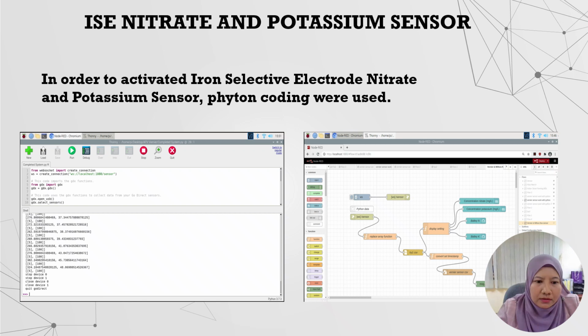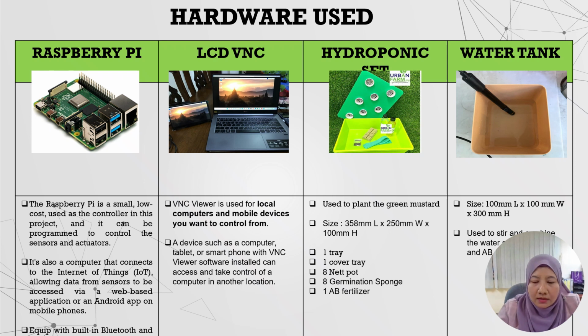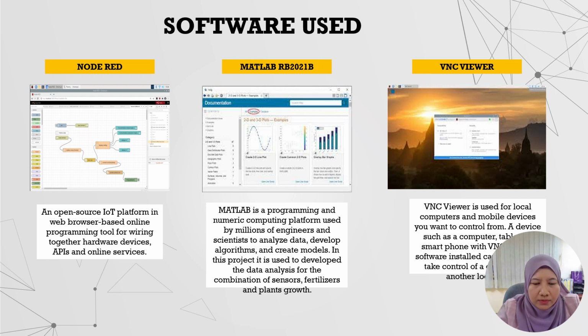Okay, this is a sample of the Python coding and Node-RED that we have used. The sensors used in this system are the MSES, Atlas Scientific ISE Sensor, ISE Nitrate Sensor, and ISE Potassium Sensor. The hardware that we use are Raspberry Pi, LCD, BNC, hydroponic set, and water tank. The software that we have used is Node-RED, MATLAB for the data analysis, and VNC.